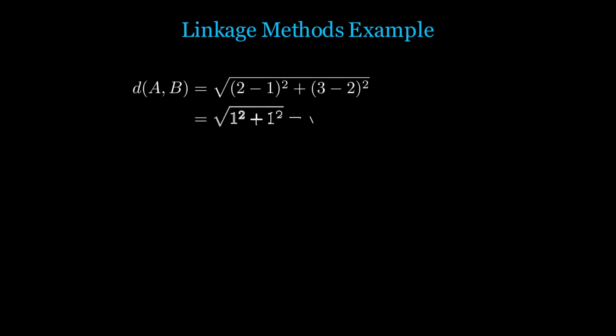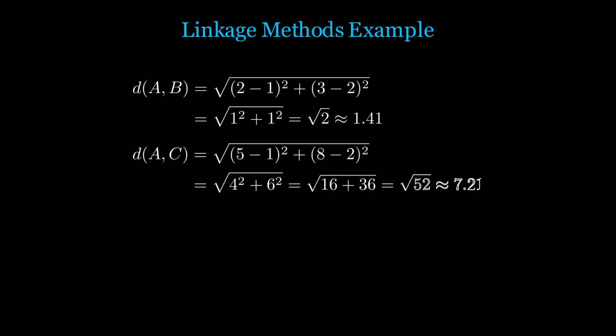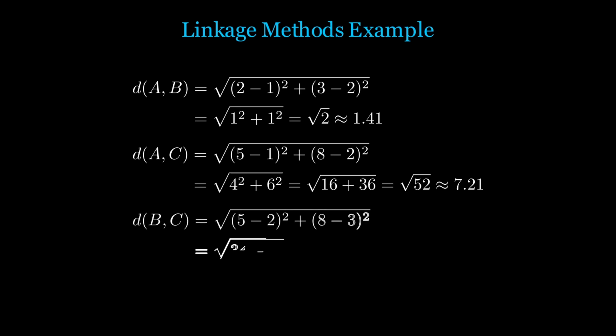First, let's calculate the Euclidean distances between the points. Between A and B, it's the square root of 2. Between A and C, 4 squared plus 6 squared gives us the square root of 52. And finally, between B and C, 3 squared plus 5 squared is the square root of 34.